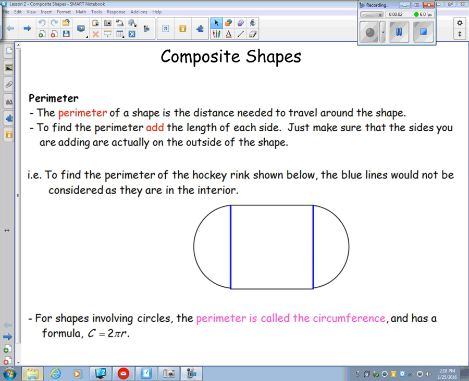Today we'll be looking at lesson number 2, composite shapes. Most of the first page is writing. I kind of expect you to read that over, but just to point out a few things, if you haven't read it over yet, we'll be looking at perimeter and area today of things that are composed of other things.